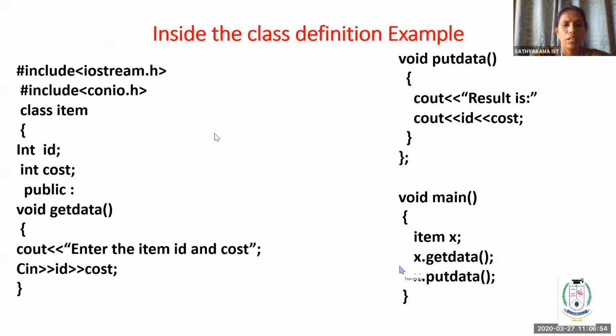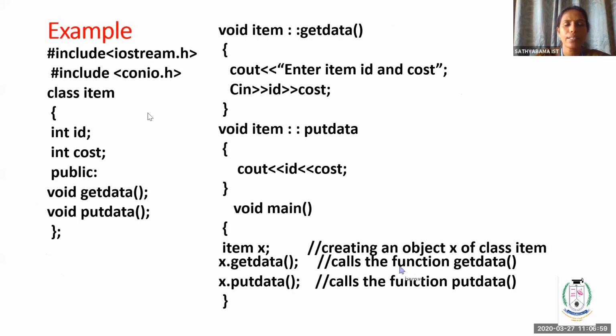Yes, so now, inside the class. In the previous example, we discussed how to define these two functions, getData as well as putData, outside the class. By using the scope resolution operator, we defined both functions outside the class. And inside the main program, with the support of this object, we call these two functions getData as well as putData and implement it.